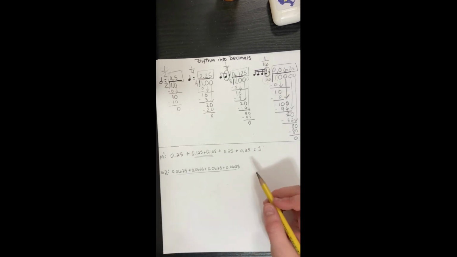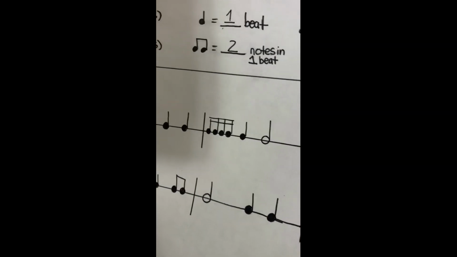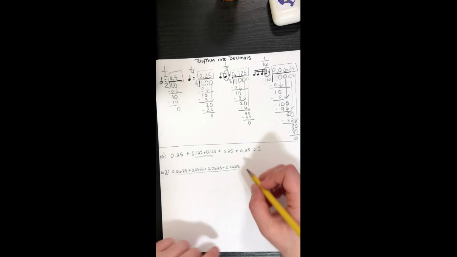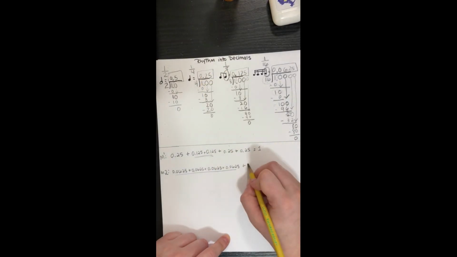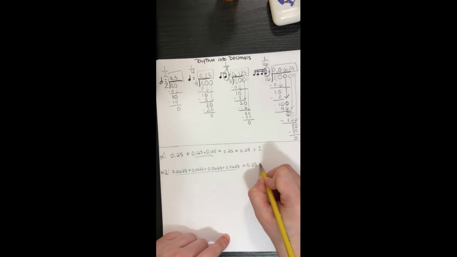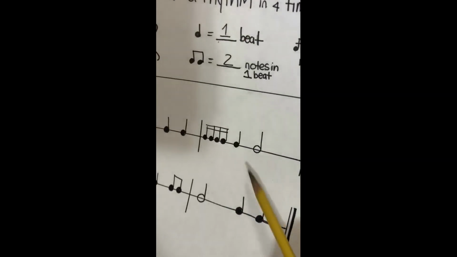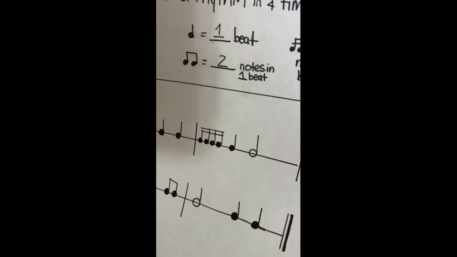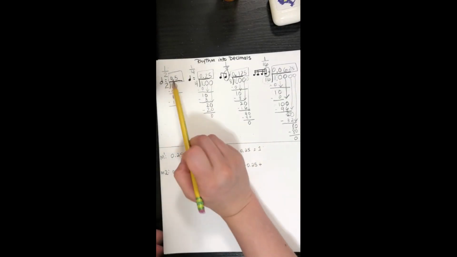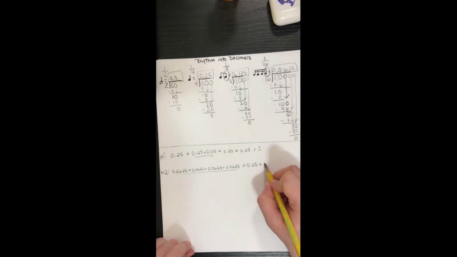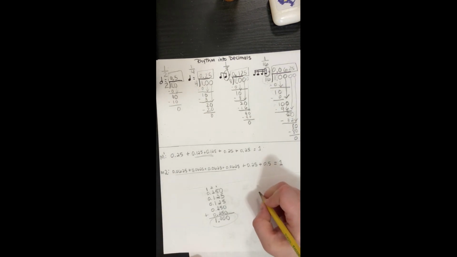The next part of the measure I already told you was a quarter note. Beat 2 was a quarter. So plus 0.25. And then the last part of the measure was a half note, beats 3 and 4, gets 2 beats. And it looks like that, 0.5. All right, these should all equal 1. So let's go ahead and see if that's true. Get your scratch paper.